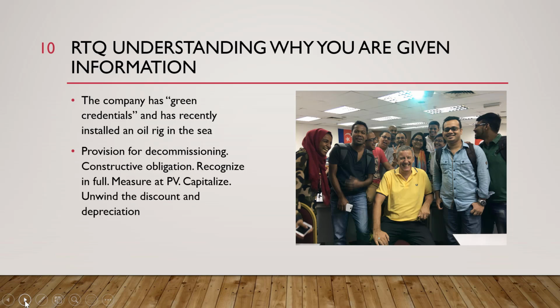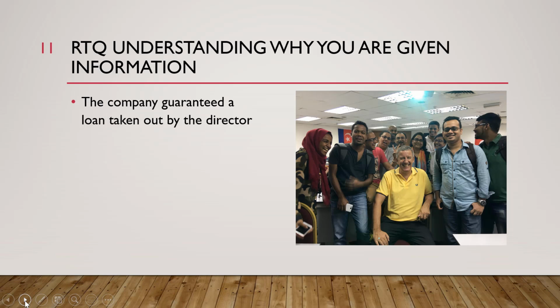So you recognize the cost of decommissioning in full, you measure it at present value, you capitalize it, you unwind the discount, you depreciate the capitalized asset, and so on. Now, the company has guaranteed a loan taken out by the director. One issue, several different accounts. Why would you be told that? You're being told the company has transacted with a director. The company transacting with a director is a related party transaction.